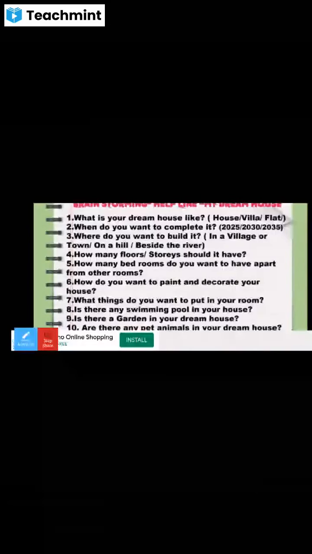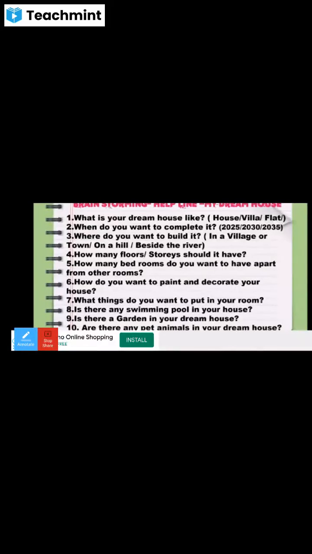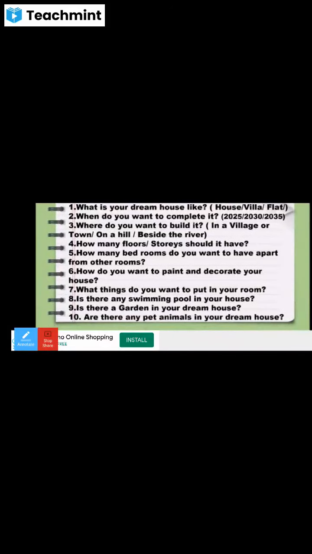Next one: what things do you want to put in your room? If your dream house is completely finished, which type of things will you put there? Animals, or any other beautiful things we can put in our room. What type of things do you want to put in your room?